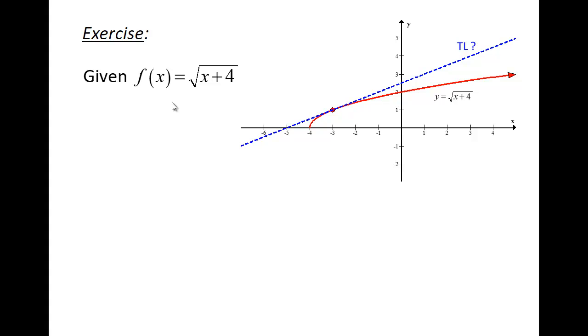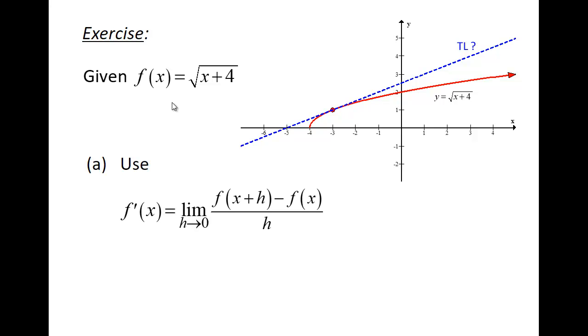Okay, so let's do another example. Here we have the function f of x is equal to root of x plus 4. Again, we want to find the derivative of this function at x, and what we're going to show is that this derivative is equal to 1 over 2 times root of x plus 4.